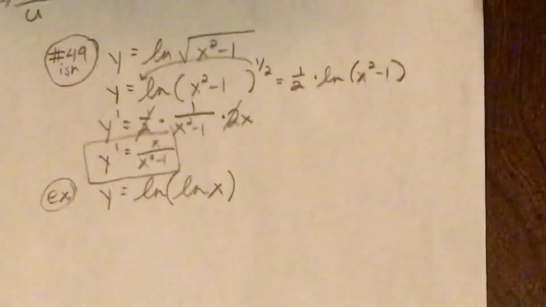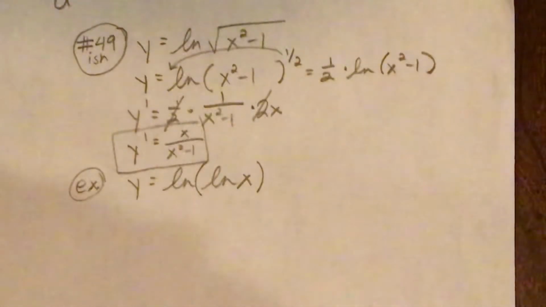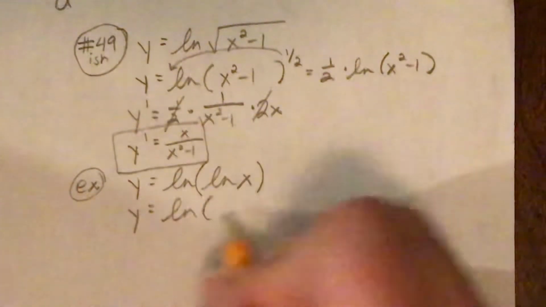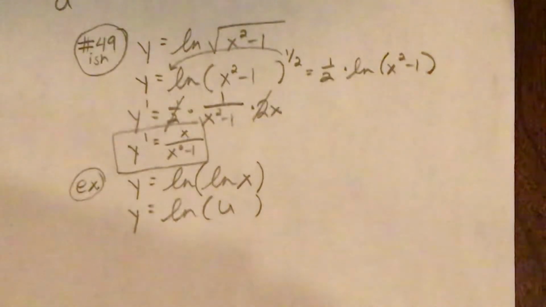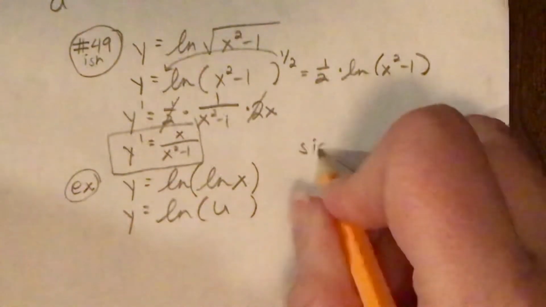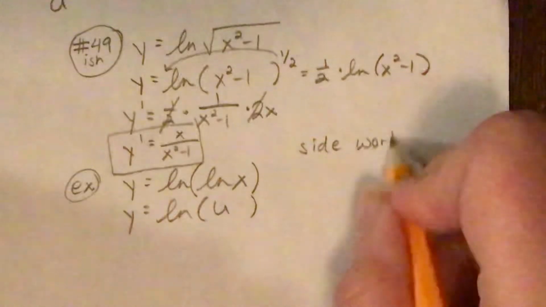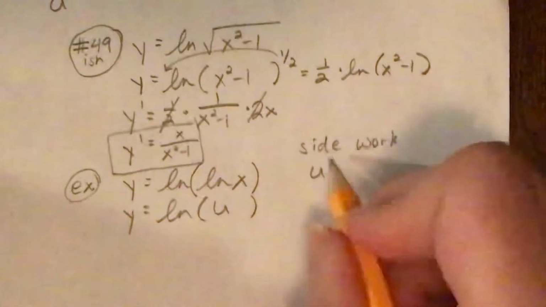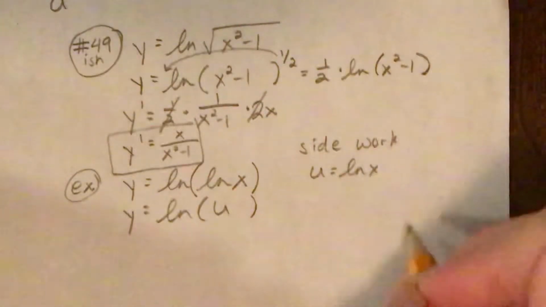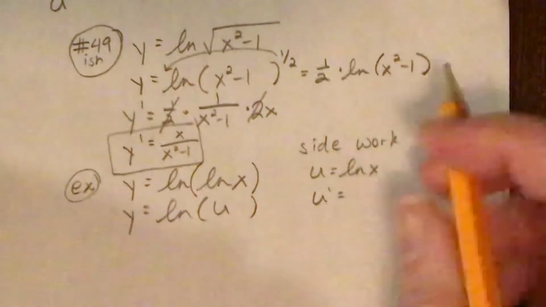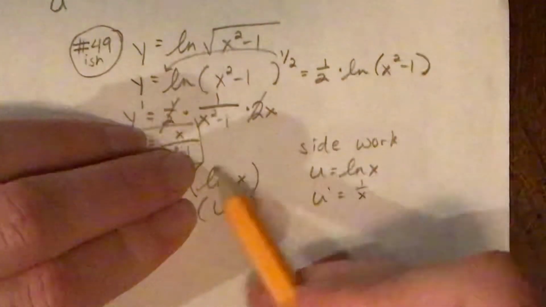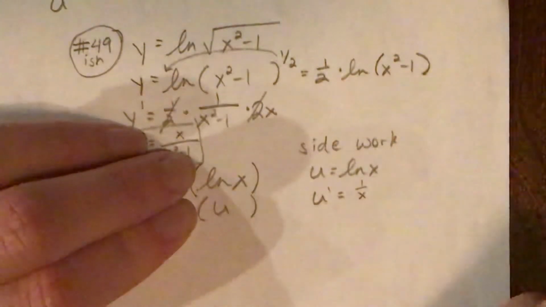Last guy here is natural log of x. We got a couple natural logs. I think it's easiest to rewrite this one as natural log of u, kind of like this, and then do some side work. For our side work, we are going to show what u is and what u prime is. So u is the natural log of x, which means u prime is just 1 over x. So that's just this piece right here, u and its derivative.